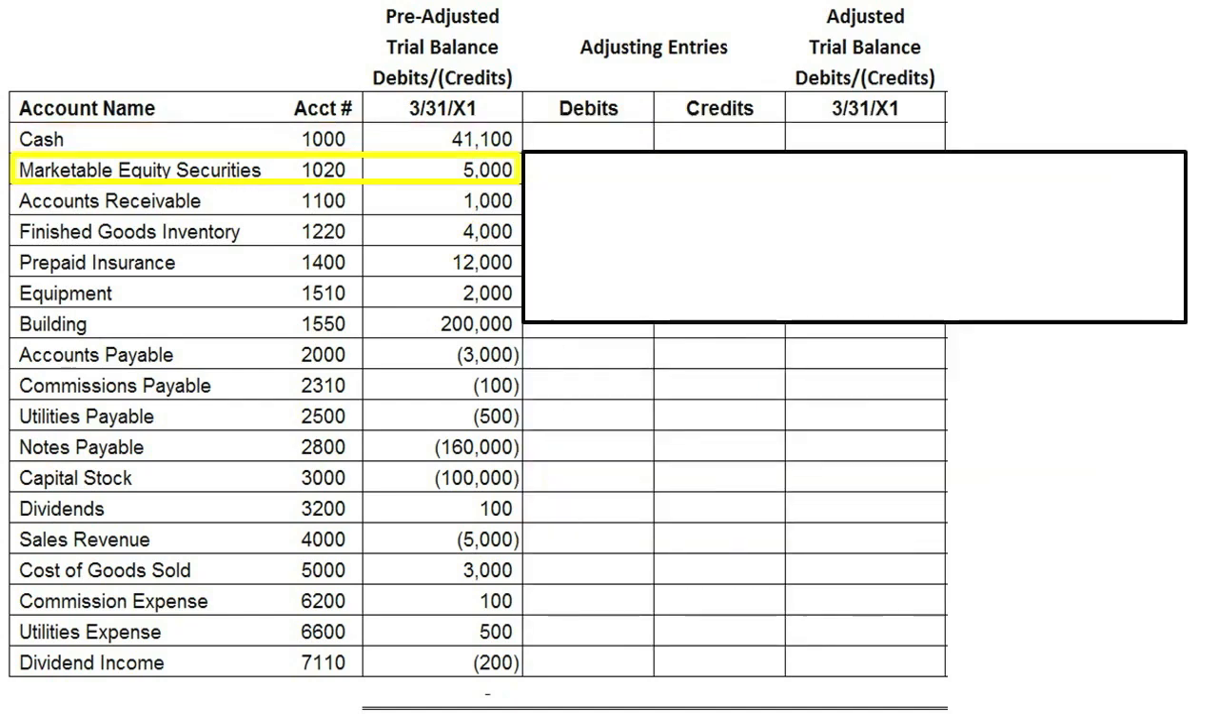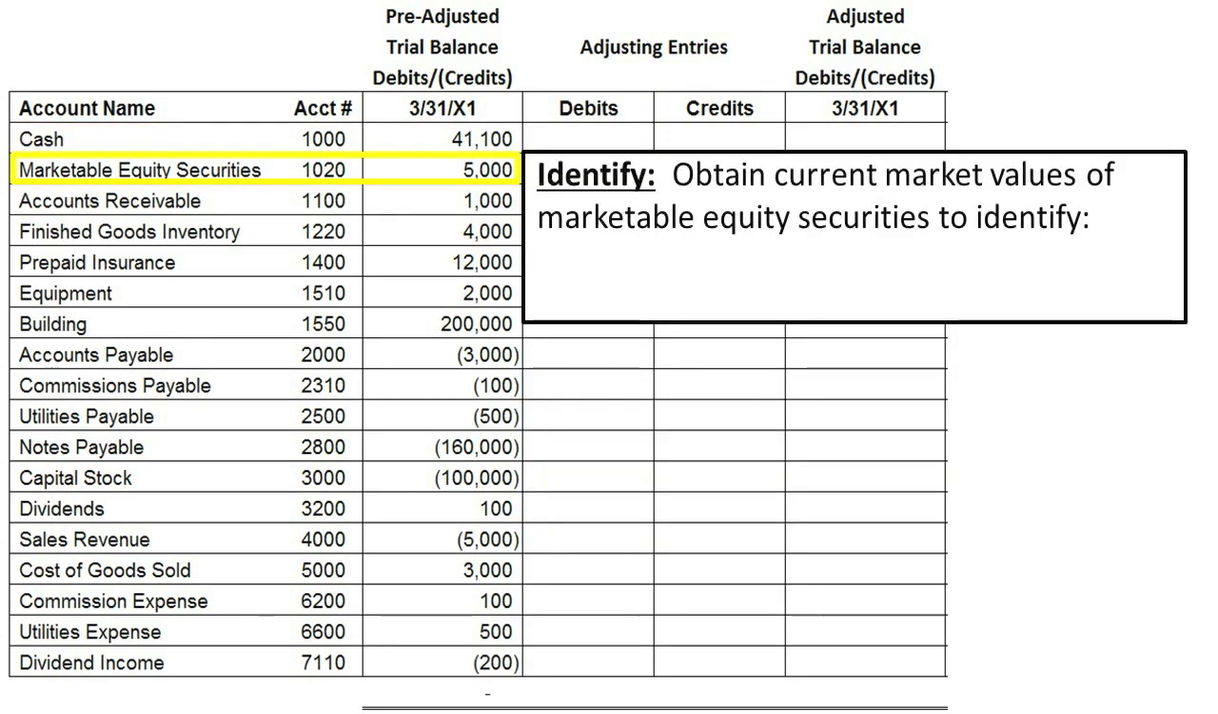Marketable equity securities. To adjust marketable equity securities, one thing you might do is obtain the current market values of the marketable equity securities to identify unrealized gains or unrealized losses. This is one situation where you can actually write up the value of this asset, and if the value has gone down, you would have to write it down and record a related unrealized gain or loss.